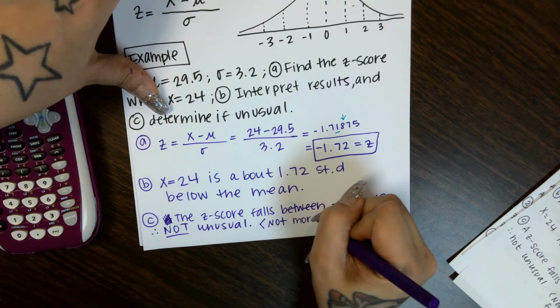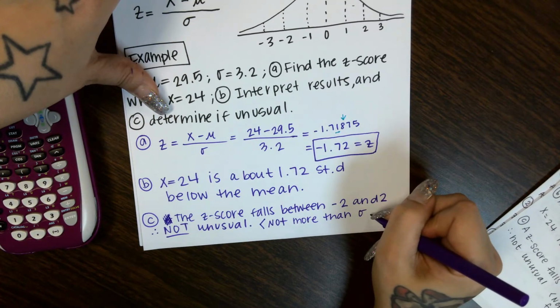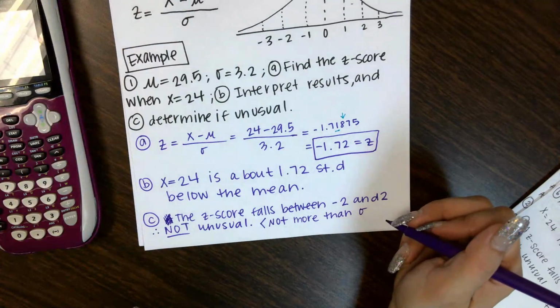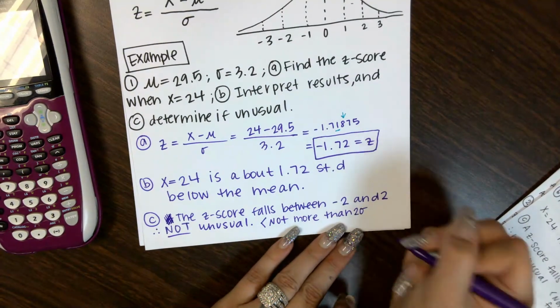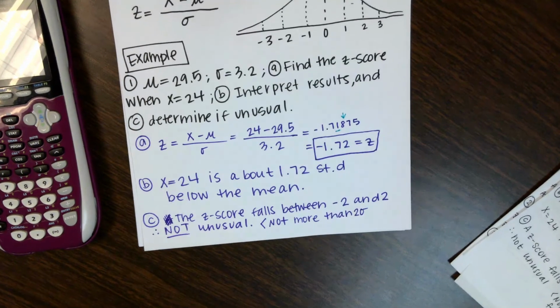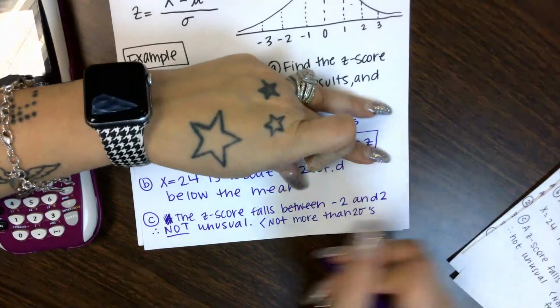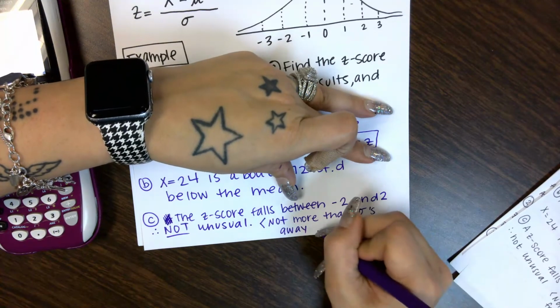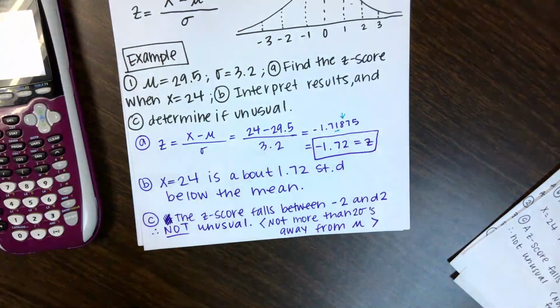And then right here we could say, therefore, not more than, I need to write up. Not more than 2 standard deviations away from mean. I should have put the mean there too.